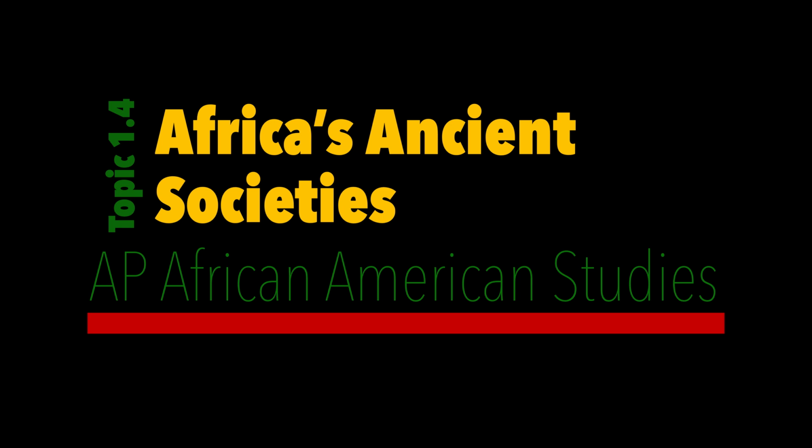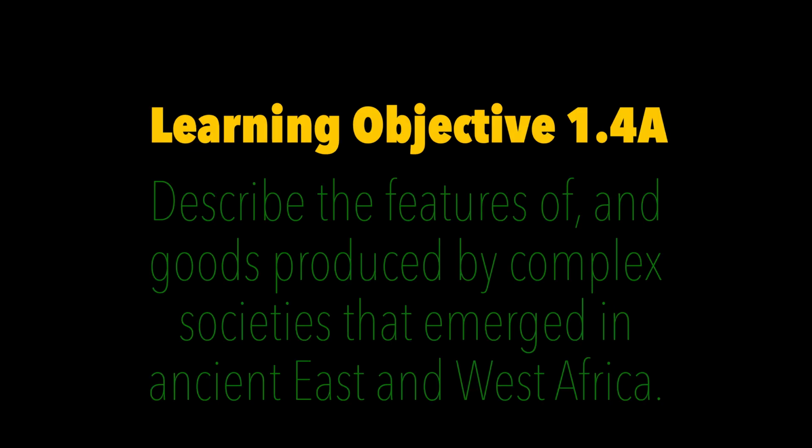Today we're going as far back as 6000 BCE with the development of the Egyptian civilization, and 3000 BCE when Egypt was unified. We'll start with the first learning objective. Describe the features of and goods produced by complex societies that emerged in ancient East and West Africa.